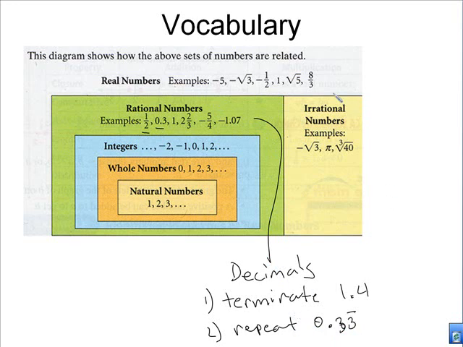Now irrational numbers. You have square roots, and they could be positive or negative, or they could be cube roots. So basically you have square roots, cube roots, etc. And pi is also an irrational number. Pi is irrational because we know it as 3.14, but it actually goes on forever.